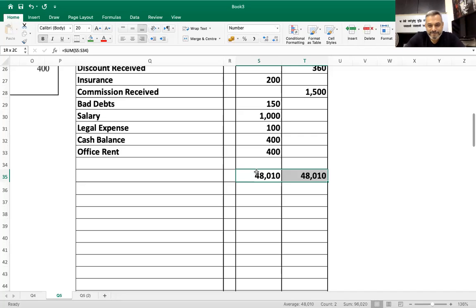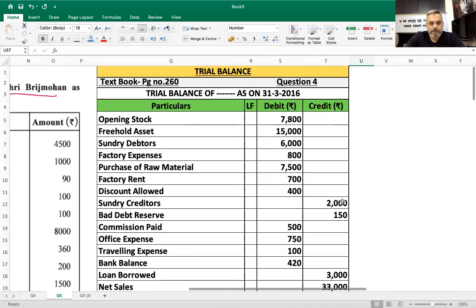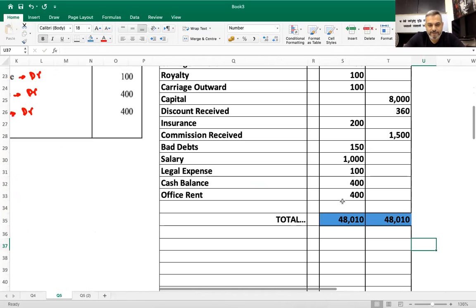48010 and total. So it matches. It's amazing. Go through the trial balance once again. See if you have any doubt, any questions.